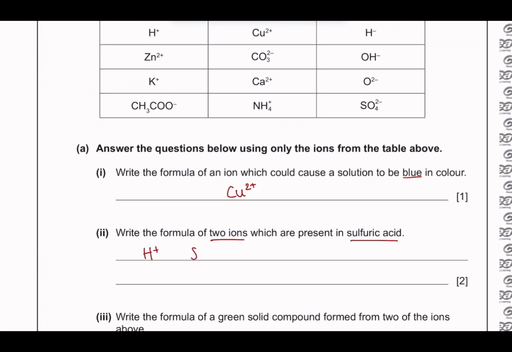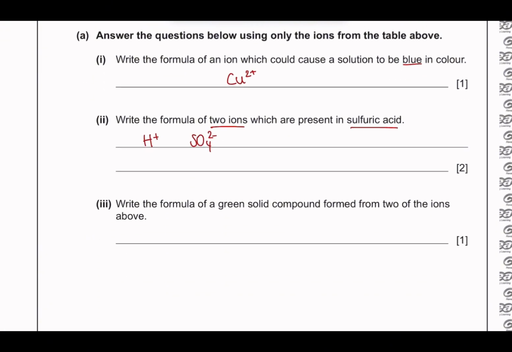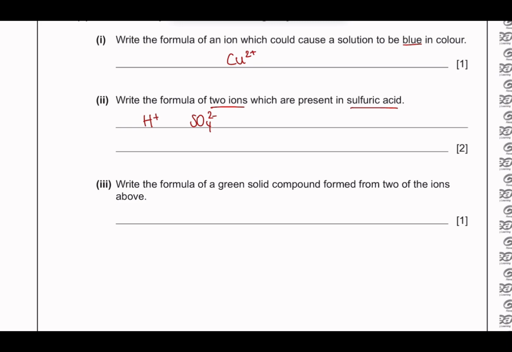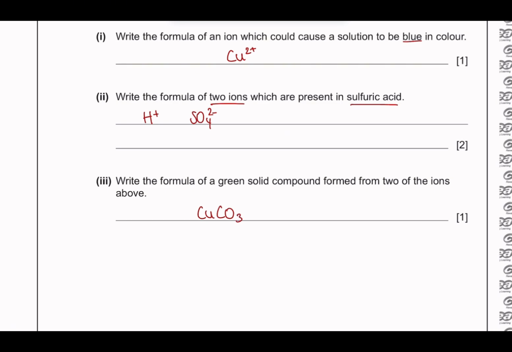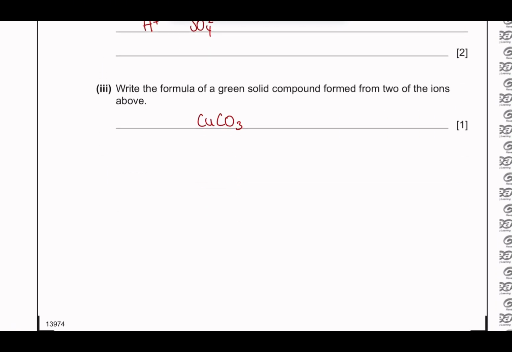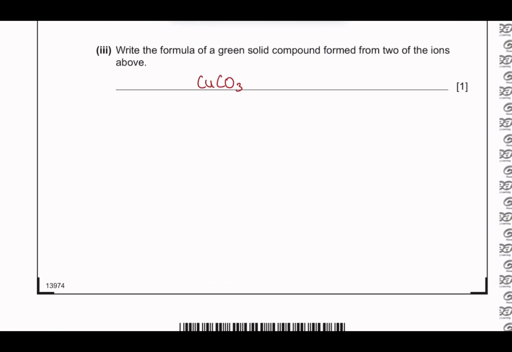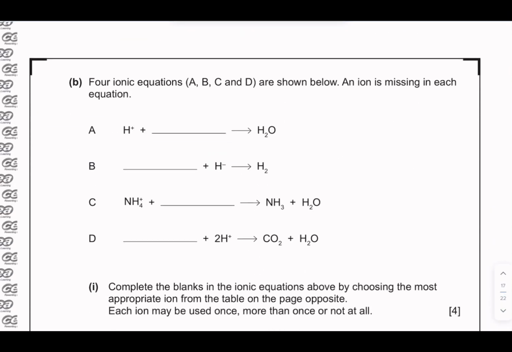Write the formula of two ions that are present in sulfuric acid. So H+ and SO4 2-. Next thing we'll look at is a green solid compound that we form from two ions, which would be copper carbonate, CuCO3. Remember, copper oxide is black and copper sulfate is a blue solid.